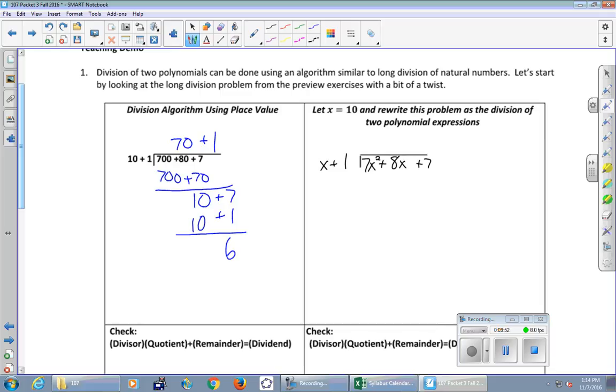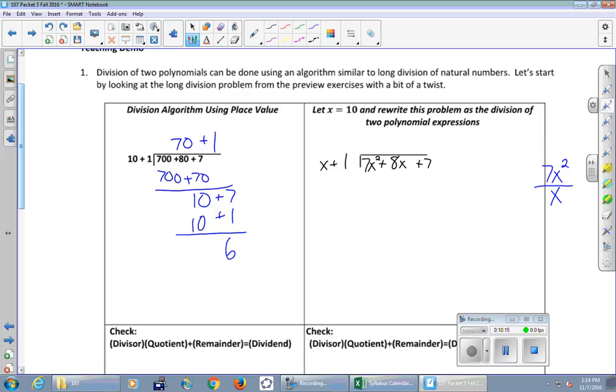X into 7x squared. Now, some of us are going to be able to do that without really even thinking about it. But a lot of us are going to need to think about what does that really mean when we do x into 7x squared? What it really means is this: how many times does x go into 7x squared? I'm asking that like the answer is a number, but the answer is not just a number. The answer has x in it.